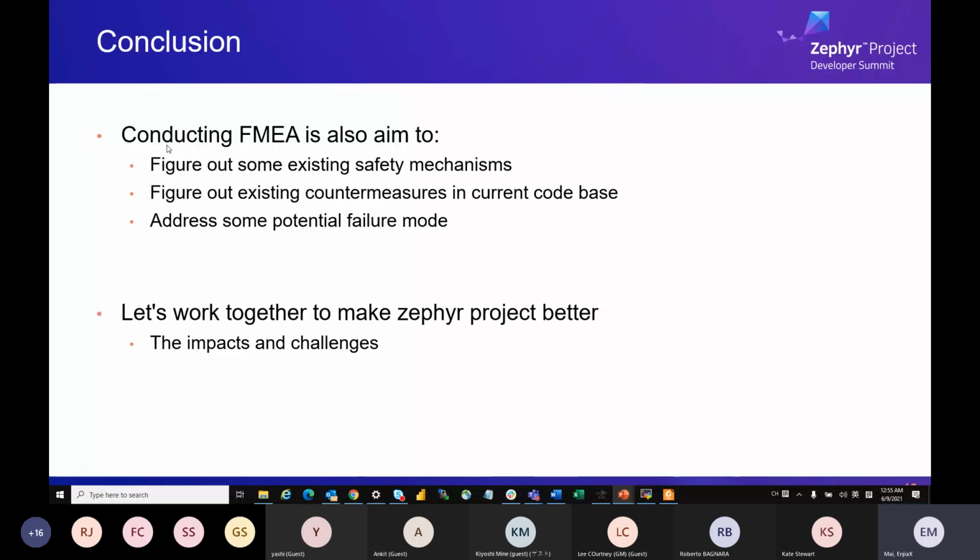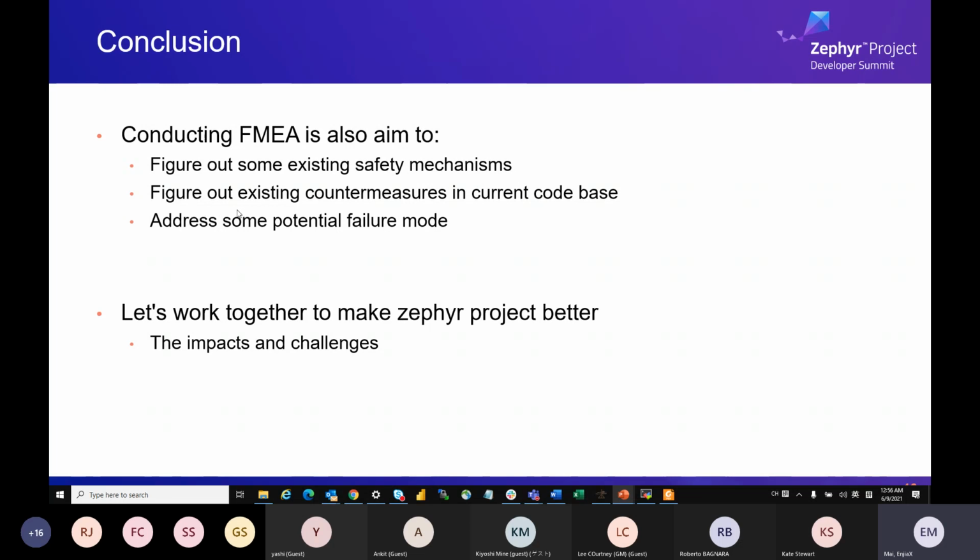Okay, let's talk about the conclusion. My conclusion: conducting FMEA also lets us figure out some existing safety mechanisms in our Zephyr. For example, the user space. I believe Zephyr was born with some safety mechanisms, because with user space you can have temporal and spatial isolation. So in my opinion, it's definitely a safety mechanism.